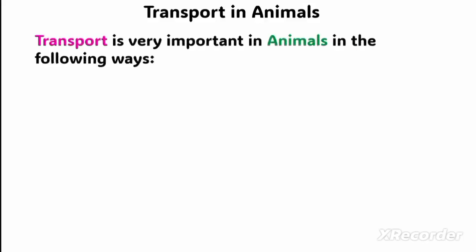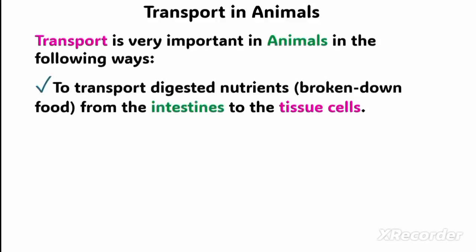In this video, we are going to continue looking at transport in animals. Transport in animals is very important in the following ways. Transport in animals helps to transport digested nutrients, or broken down foods, or the end product of digestion, from the intestines to the tissue cells.